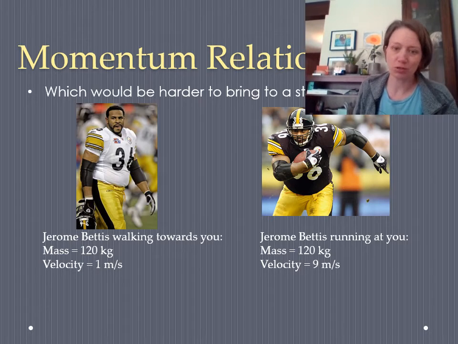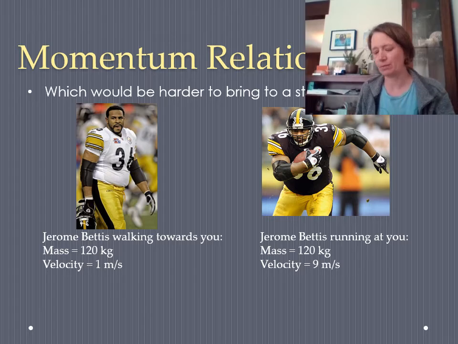This object is also Jerome Bettis, but now he's running. So this is Jerome Bettis, same mass, but his velocity is 9 meters every second. Which one of those two people would be harder to bring to a stop? Hopefully you realize Jerome Bettis number two, which brings us to the conclusion that velocity also has a linear relationship. The more velocity you have, the more momentum you're going to have as well.